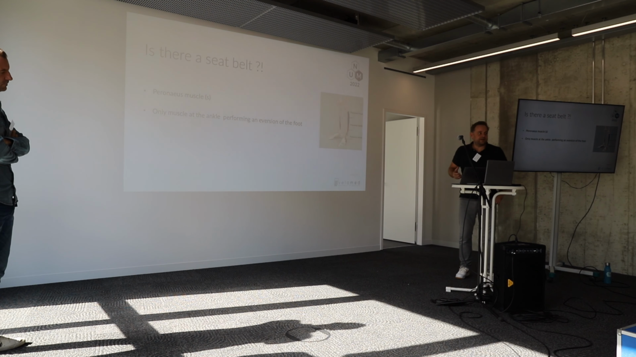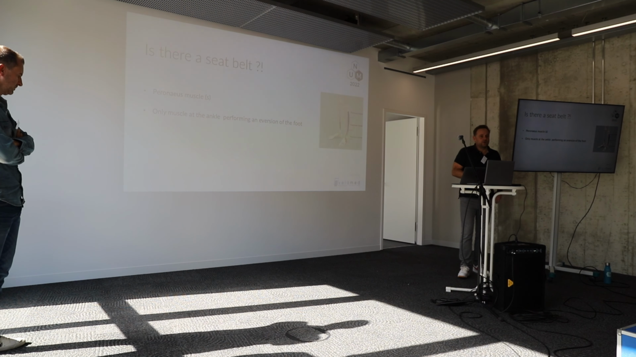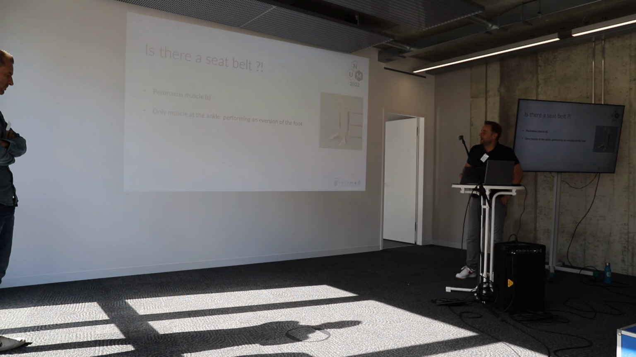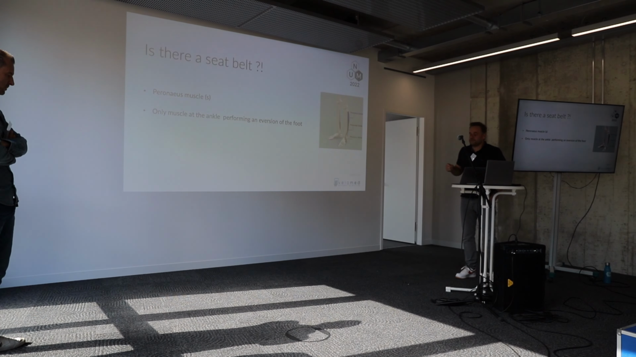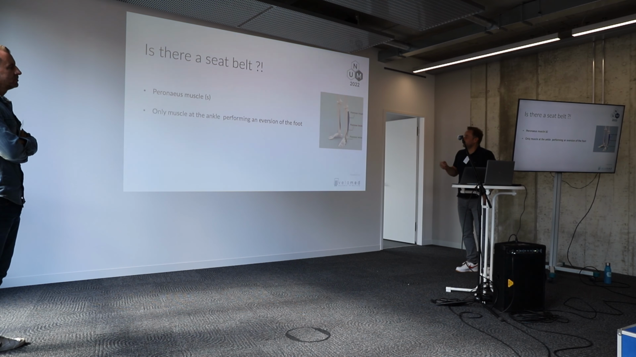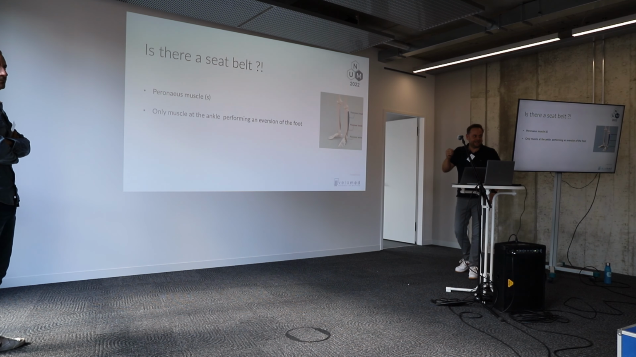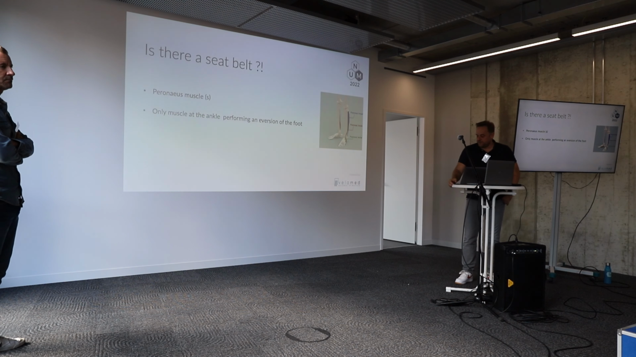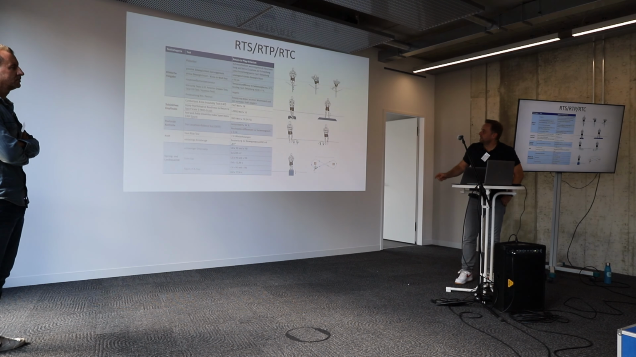So is there something that can help us if the lateral aspect of the ankle is totally damaged? And there's the peroneus muscle. That's the only muscle that acts as a kind of seatbelt against inversion of the foot. So it decreases the inversion, the mechanism of the trauma. And that's what we have.